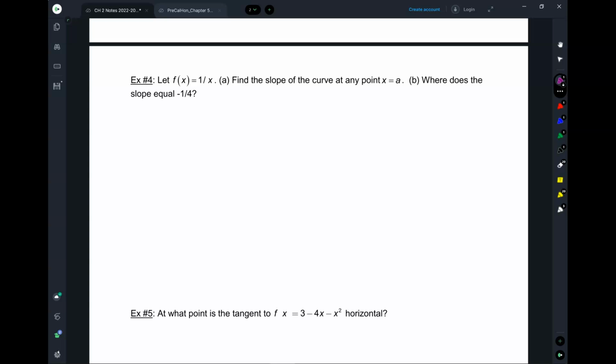Okay? All right. Let f of x equal 1 over x. We're going to find the slope of the curve at any point a. This time it's at any point a, not a specific point you're given. Where does the slope equal negative 1 over 4? Okay, so here's what we're going to do.